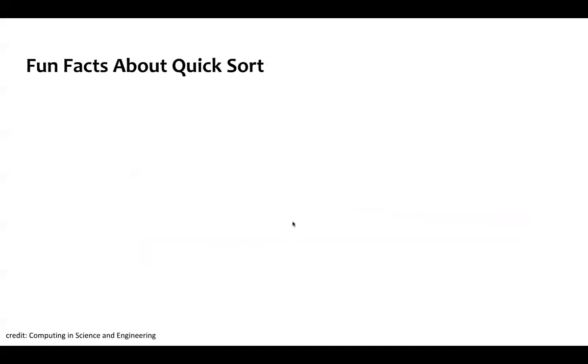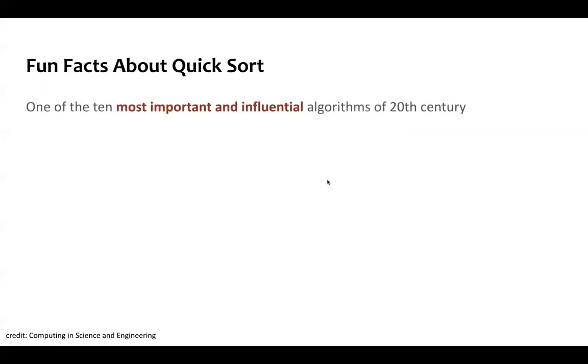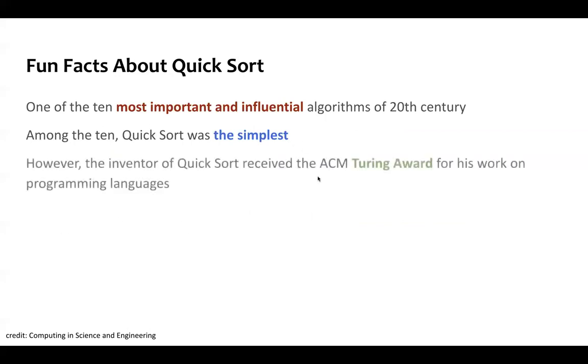And there are some fun facts about quicksort. Quicksort was chosen as one of the 10 most important and influential algorithms of the 20th century. Among the 10, quicksort was the simplest. And another thing is, the inventor of quicksort received the ACM Turing Award, which is like the Nobel Prize in computer science, for his work on programming languages, not for quicksort.